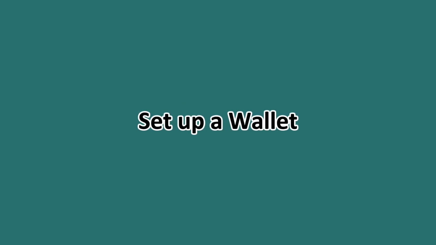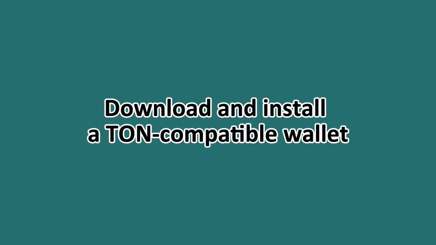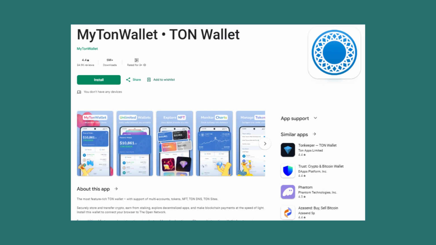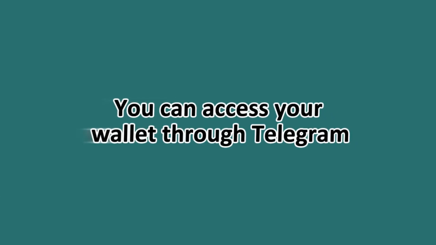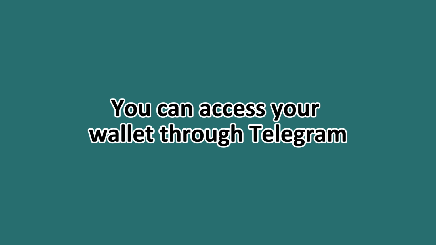The first thing you'll need to do is to set up a wallet. Download and install a Ton compatible wallet. There are popular options such as Ton Keeper, or alternatively you can access your wallet through the Telegram app if you're using a wallet integrated in the Telegram app.